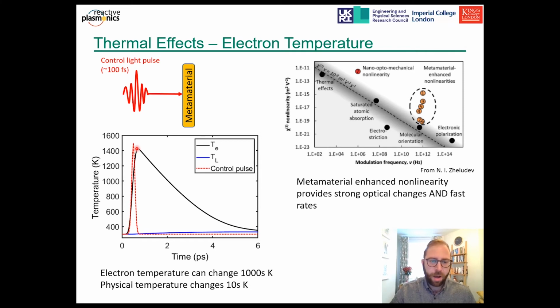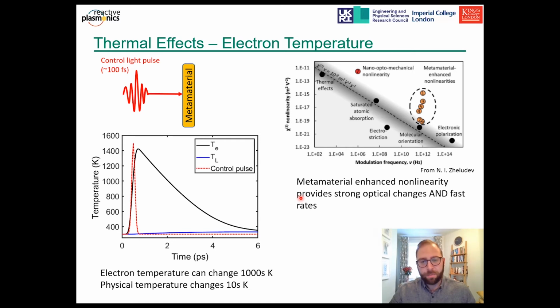And this can happen over sub-picosecond timescales and can increase by thousands of degrees Kelvin. This temperature then decays and relaxes back to room temperature over a course of a few picoseconds. This energy is lost to the lattice and so increases the temperature of the material. But this happens at much slower timescales, and only increases by a few tens of degrees Kelvin, and so there are no material changes like melting or damage to the sample.